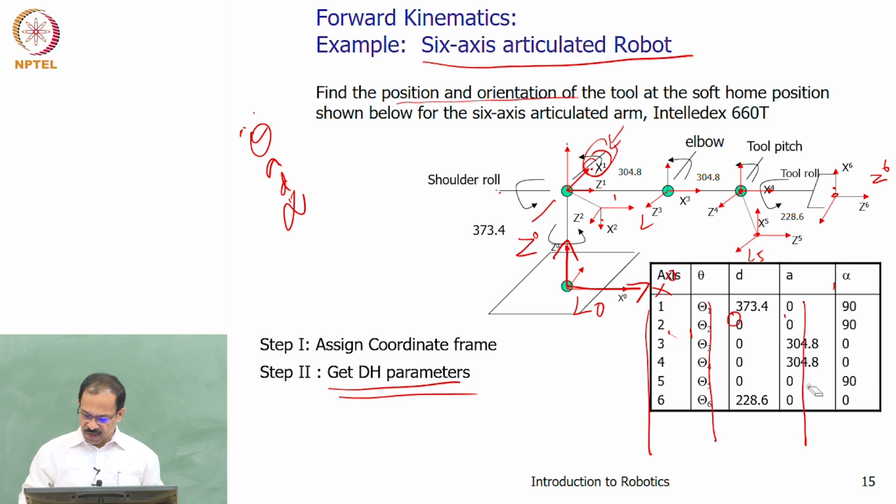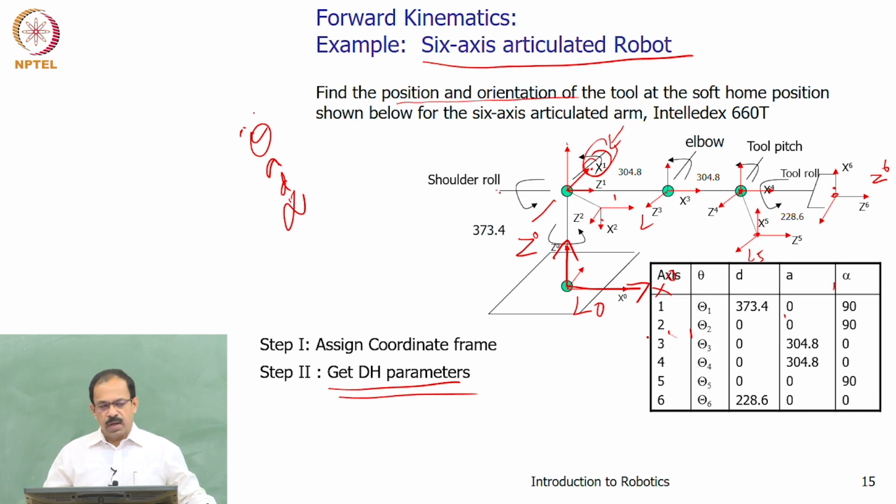So you have this 90, 90, 0, 0, 90, 0. That is the way you get the alpha, because Z2, Z3, Z4 are parallel. That's why you get these two zeros, and then Z4 and Z5 are rotated by 90 degrees. Z5 and Z6 are in the same direction, so it is 0 again.